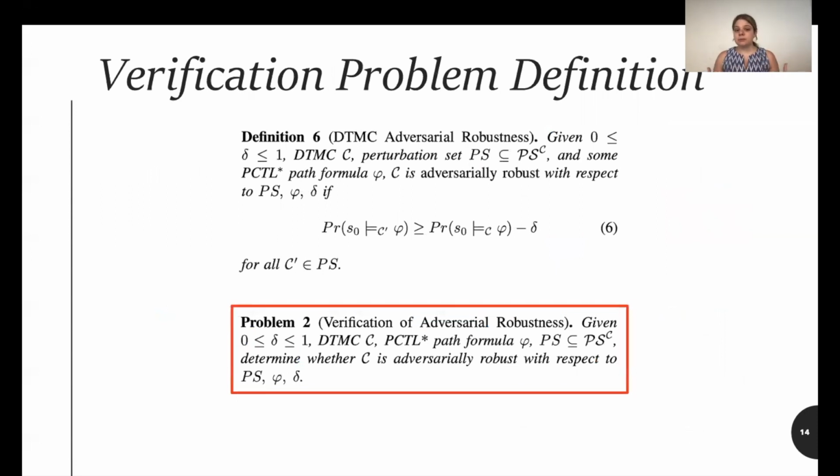So our verification problem is essentially saying, you're given a Markov chain, you're given this perturbation set, or the threat model definition, you're given the delta, which is how much we're willing to let the utility decrease. You're given this PCTL star formula that is telling you what property we care about. And then we are verifying whether or not the worst case attack on the system violates this delta threshold.